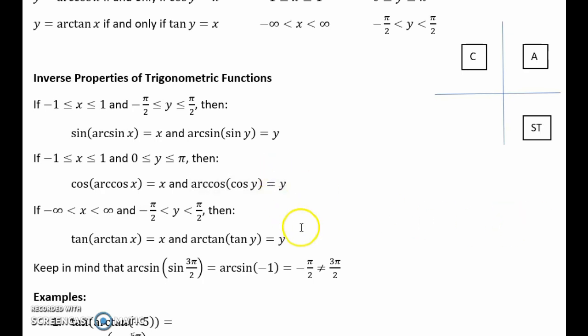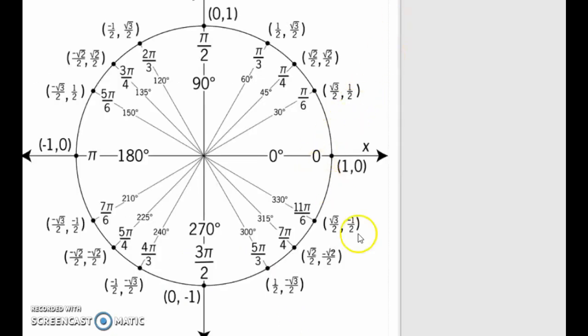Now, one example of why this matters is if they're opposite operations, then you'd think that arc sine of sine of 3 pi halves is 3 pi halves, because arc sine and sine cancel out, so we're just left with 3 pi halves. However, sine of 3 pi halves gives us a negative. Let's go to our unit circle. Sine of 3 pi halves is right here. That is -1.